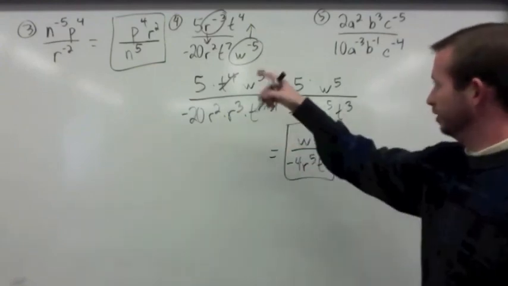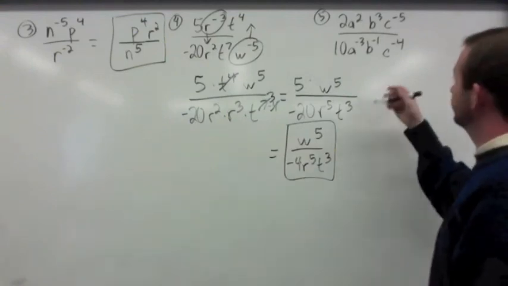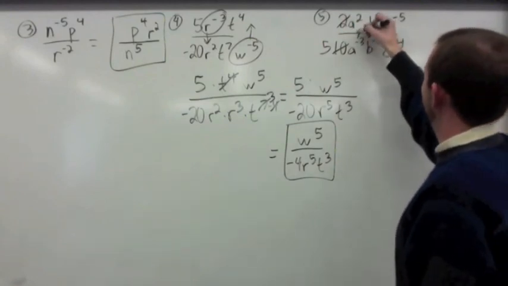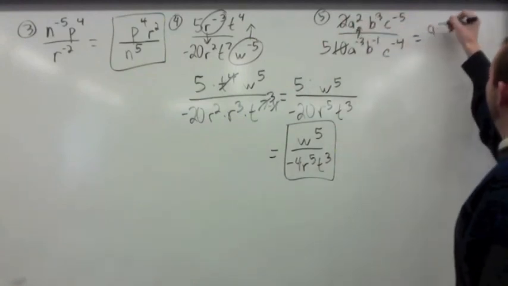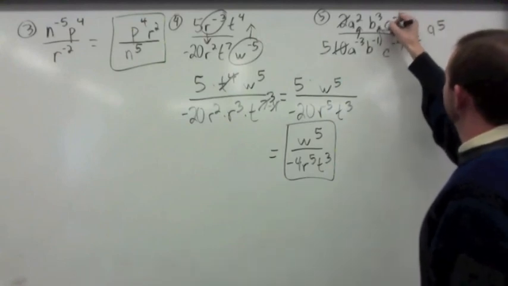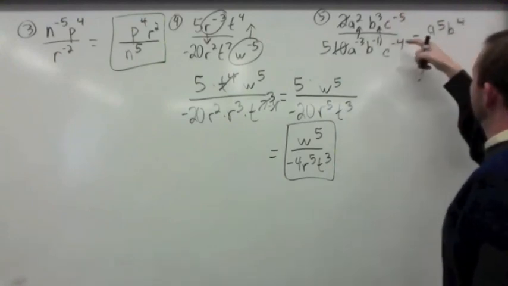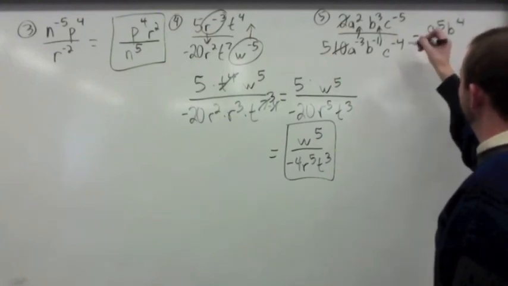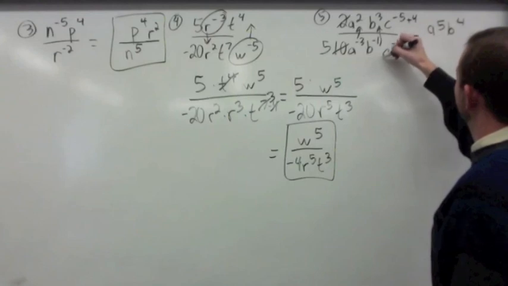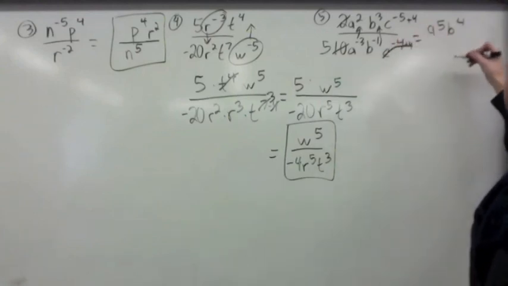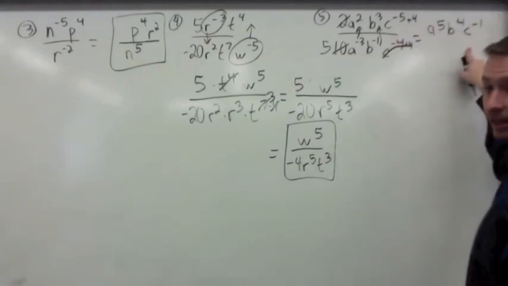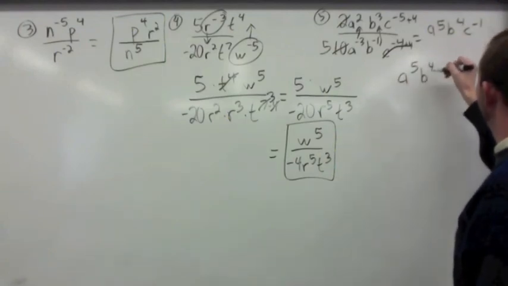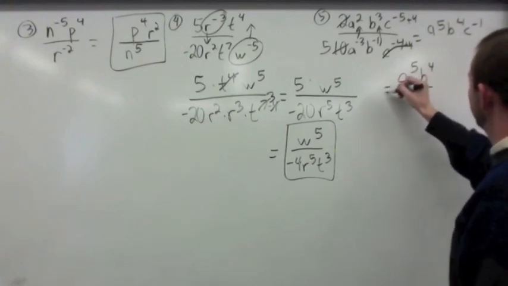Sorry to be quick. You can review the steps if you need to. Last one here, 2 and 10. Bam, 1, 5 right off the bat. Move this one up. That's going to become a to the 5th. Move this one up. That's going to become b to the 4th. Remember to swap places with these or something like that. Maybe you choose to add 4, add 4. So bam, the c is gone. That's going to be c to the negative 1. I don't want c to the negative 1, so I'm going to make it a to the 5th, b to the 4th over c. And that's my final answer.